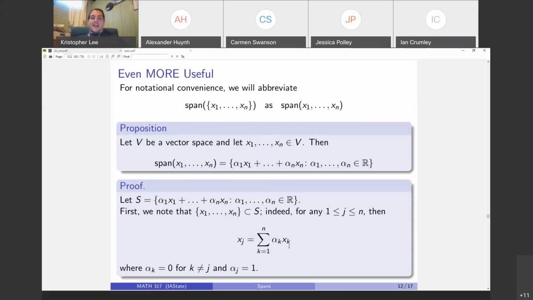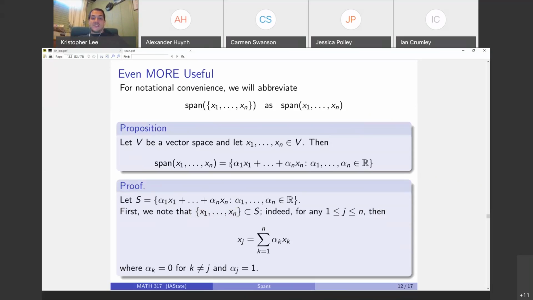That tells me that this set right here is definitely contained in S. Any individual element can be written as a linear combination of all of them. You just throw zero scalars everywhere you don't need the element to appear. All right, so boom, there we go. So we've proven that the set in question is contained in S.